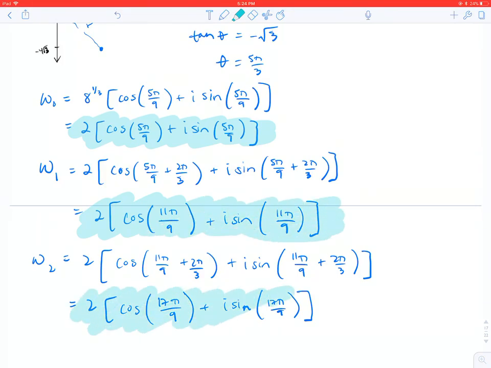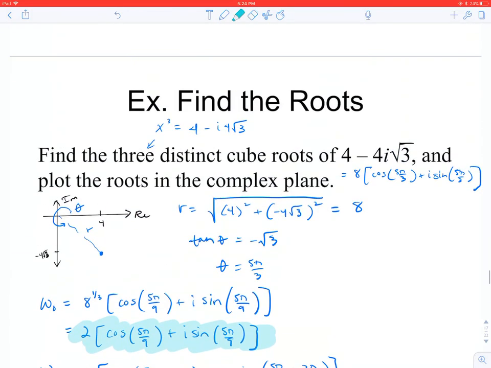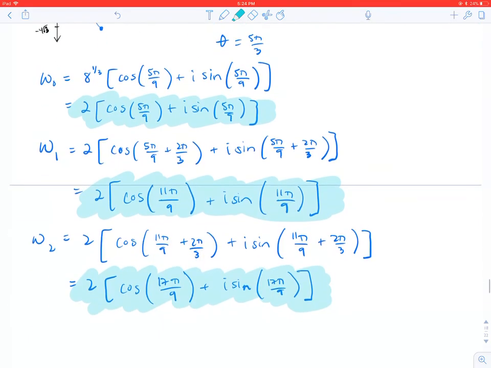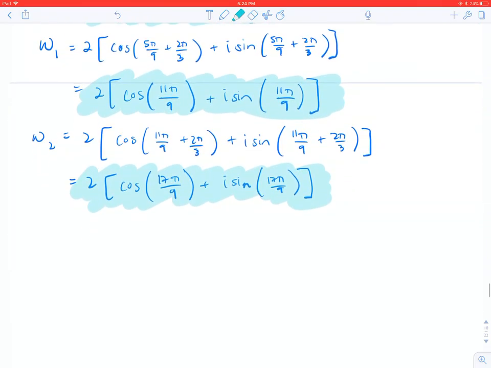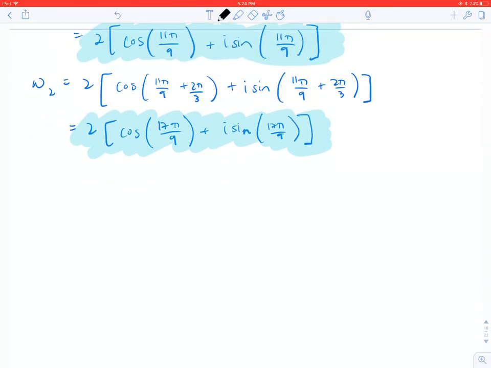So basically, all three of these complex numbers, when raised to the third power, will be equal to this original complex number. We could check that using de Moivre's theorem. Now, the question is also asking us to sketch the complex roots in the complex plane. So let me draw my complex plane.